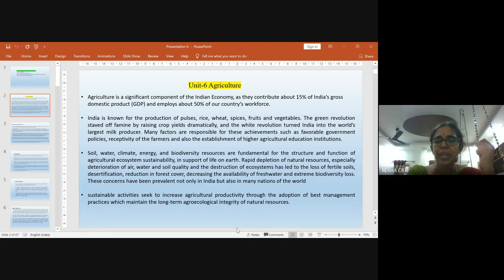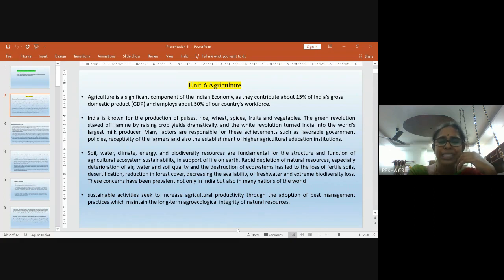A number of factors are responsible for these achievements. The first one is the Green Revolution, and the second one is the White Revolution. In order to achieve these, favorable government policies, receptivity of the farmers, and the establishment of higher agricultural education institutes had a major role.